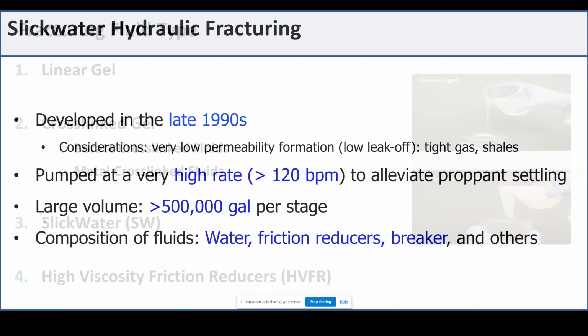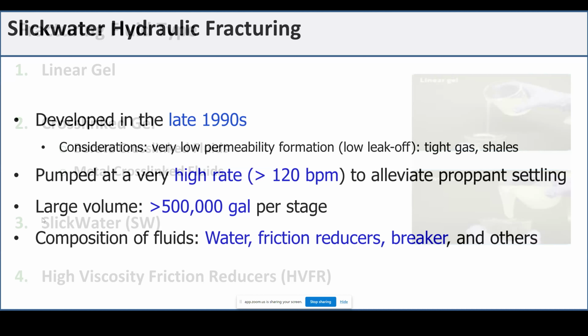the formation. Volume of water, we are talking about much higher volume of water, actually more than 500,000 gallons per stage for one frac. Imagine if you have a horizontal well that has 40 to 60 stages, each stage of them using almost 500,000 gallons of water to be able to frac.